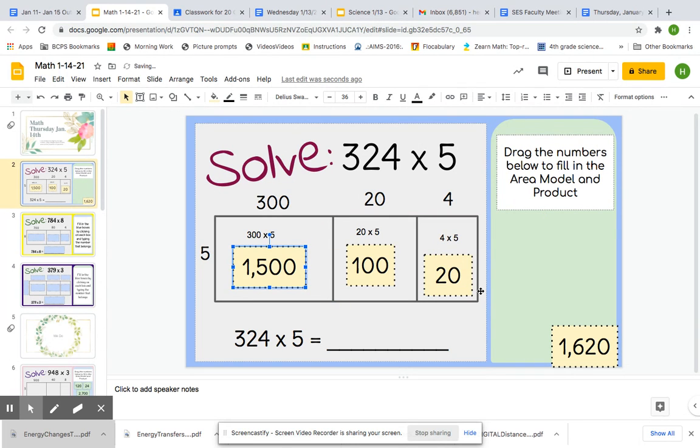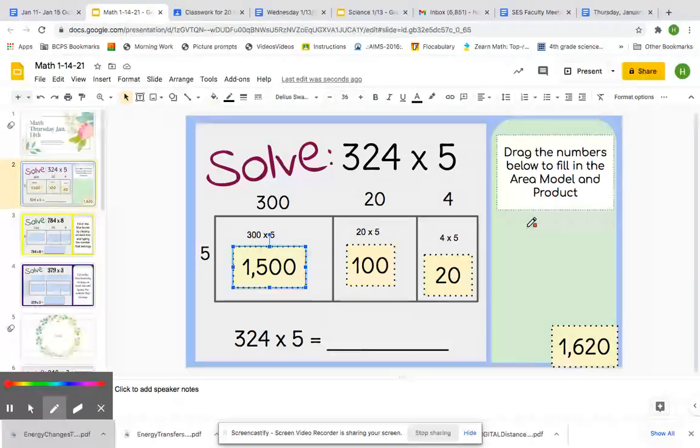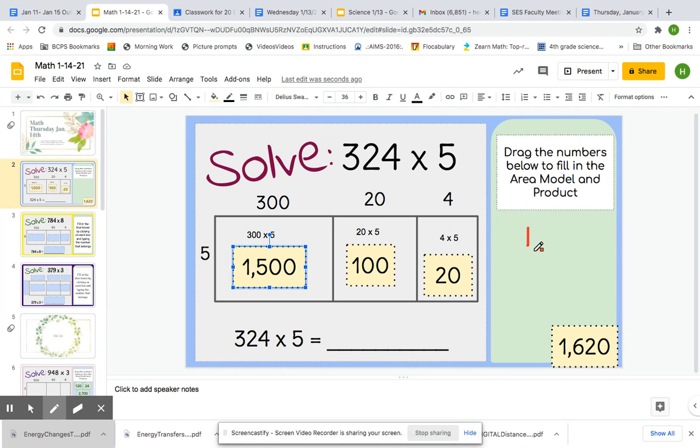Now I have to add all of these things together. This is where you need your scratch paper to do this. So I am going to, on my paper, do 1,500, line it up, 100, and then 20. If I add these together, I get 1,620. So I'm going to drag this box over here.